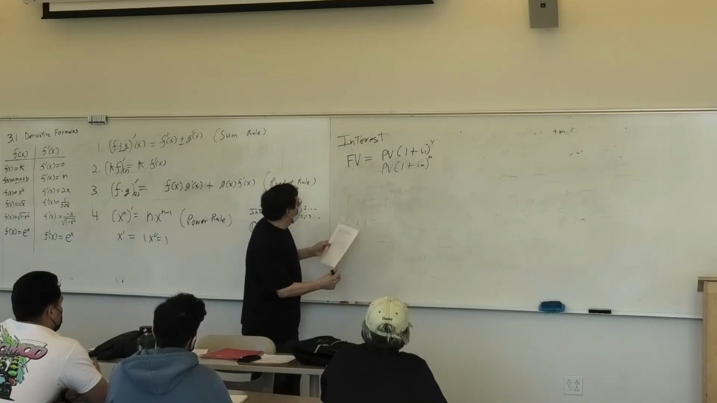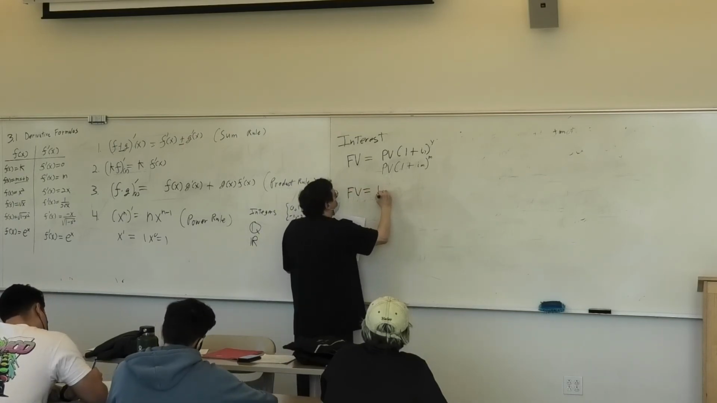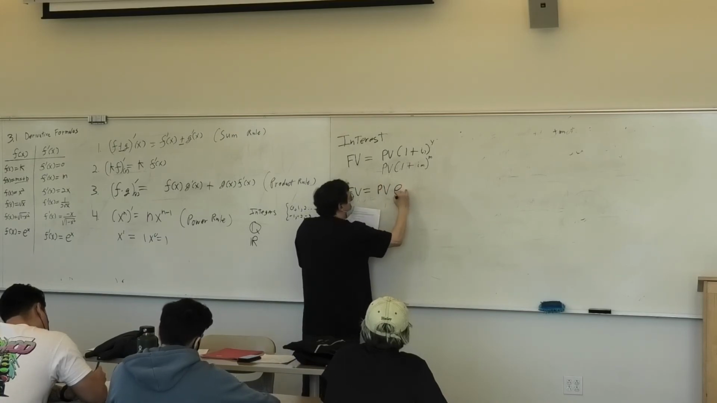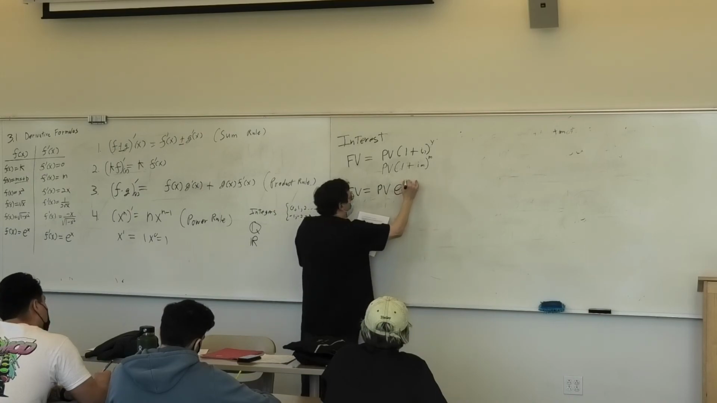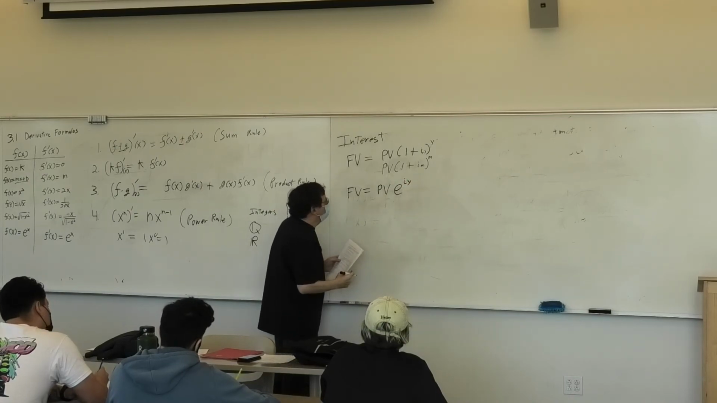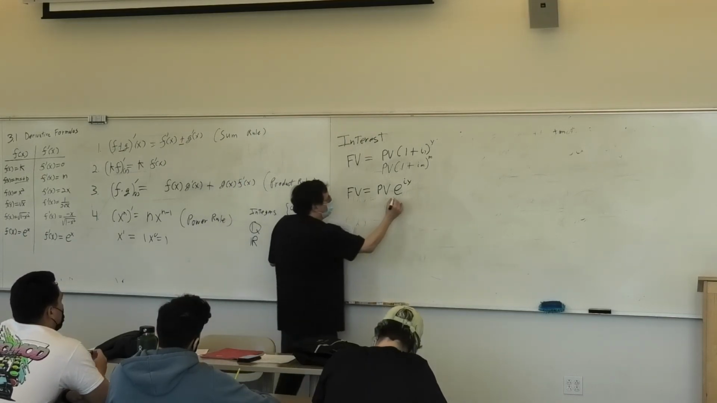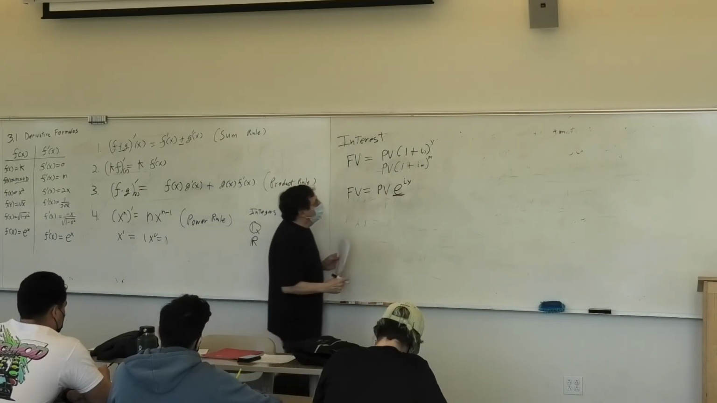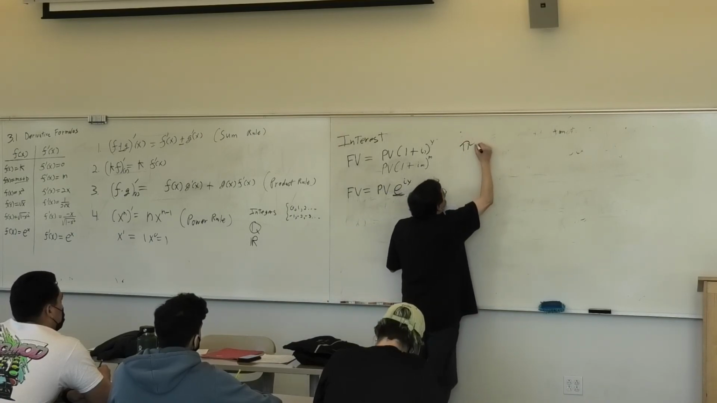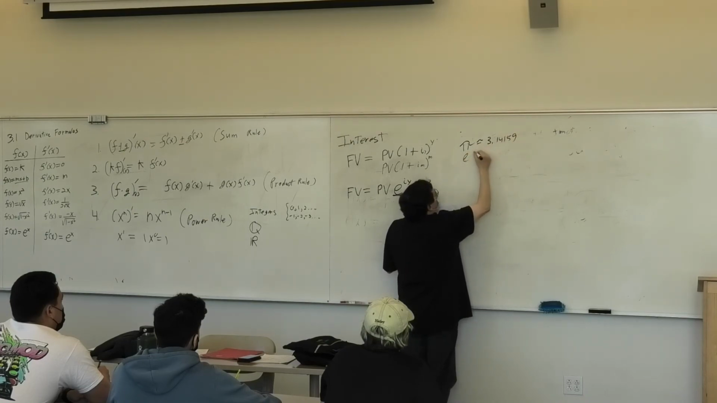The formula is future value equals present value times e to the interest times the time involved. So that's usually where people first see e. It's like pi is approximately 3.14.